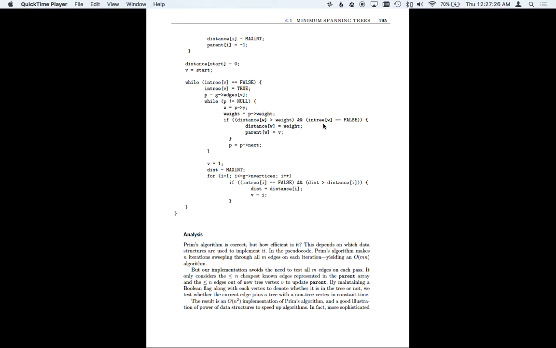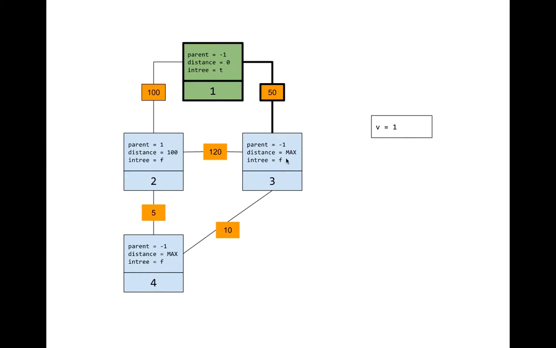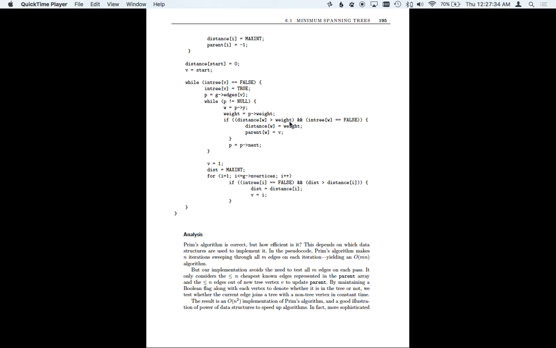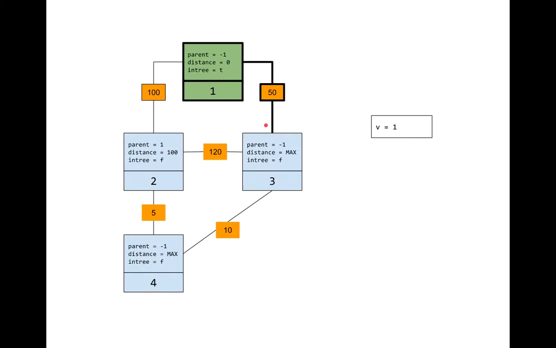So we ask ourselves, is in tree for city number 3 equal to false? And the answer is yes, it is. And is the weight for the edge we are currently considering less than the distance of city 3? And 50 is in fact less than max, or like infinity. And again, because this number is less than this number, that means that this road provides us with the cheapest access to city number 3. So we note that and say that the cheapest access we've seen to city number 3 would cost us $50 million, and that would be coming from city number 1, its parent.